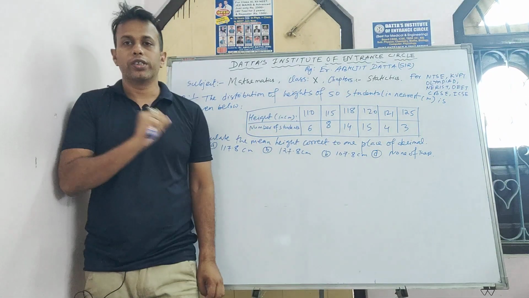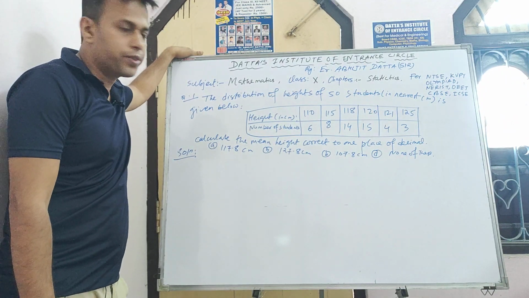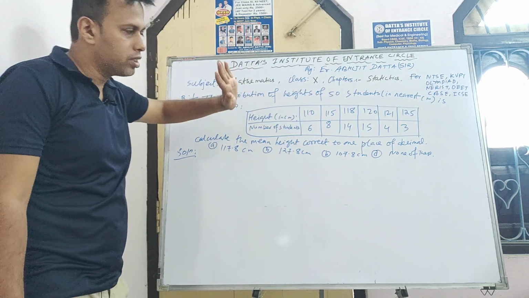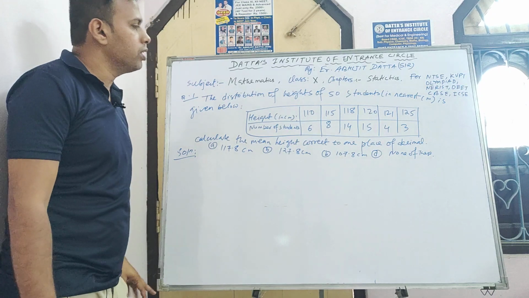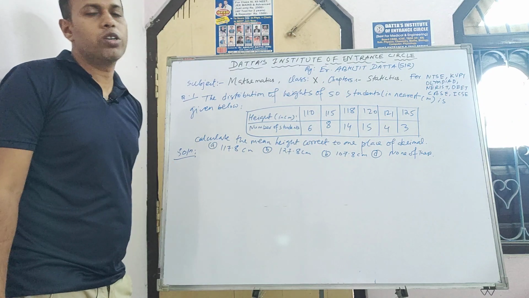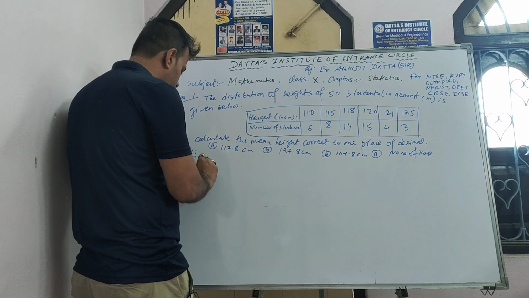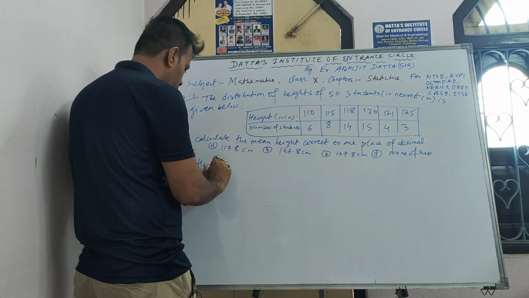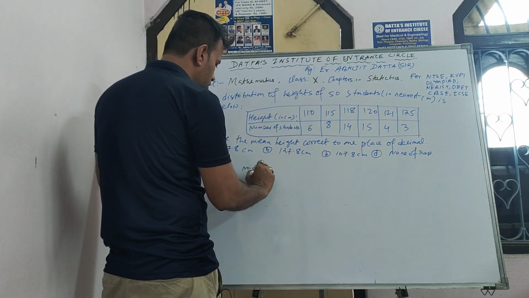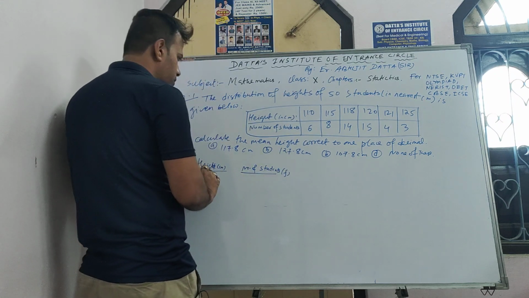So students, our first question is like this: the distribution of heights of 50 students, to the nearest centimeter, is given below. We have to calculate the mean correct to one place of decimal. Four options are given, and we have to find which option is correct. First I write here: this is height in centimeters, and this is number of students, that is f.